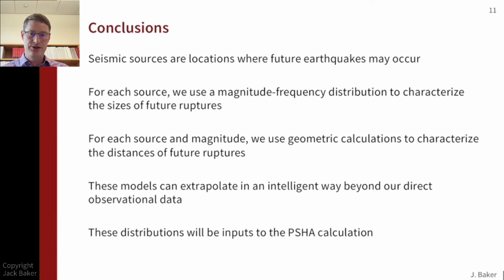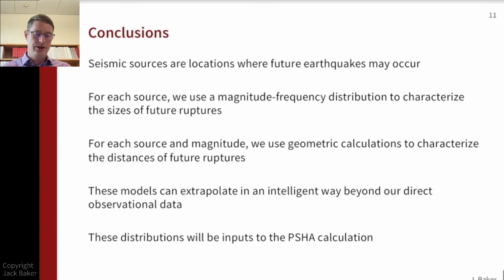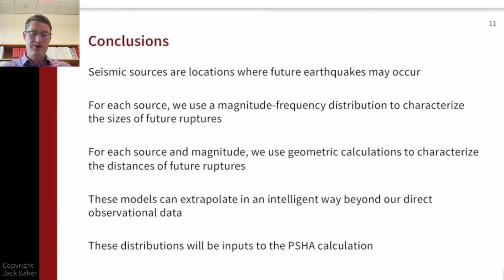So a few conclusions to wrap this up. We need to think first about seismic sources. A seismic source could be a line or an area, a fault or an area, and those are specifying the locations where future earthquakes may occur. And then for each of those sources, we're going to have a characterization of the earthquakes it could produce. So we've got a magnitude frequency distribution, and that's going to specify the sizes of future ruptures in terms of their magnitudes and how likely each one of those is.